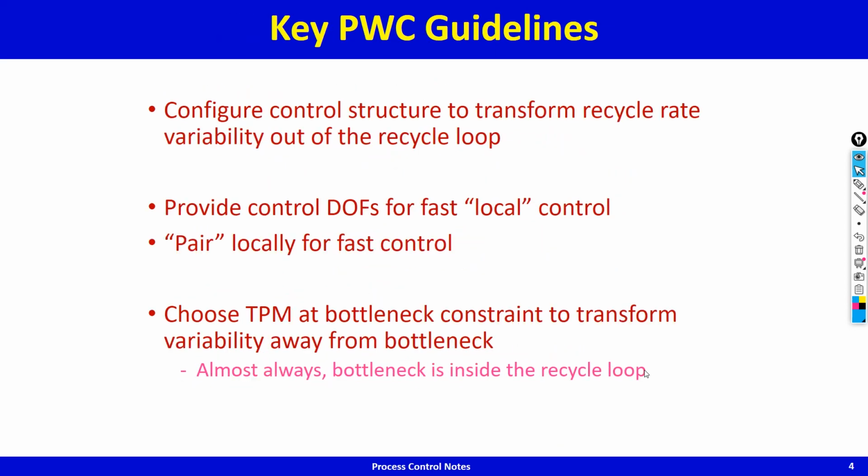Now let's revisit what we have learned over the last 2 or 3 lectures. The key plant-wide control guideline is that you need to configure the control system to transform recycle rate variability out of the recycle loop, whether it's a material recycle loop or an energy recycle loop. Bottom line, energy balance variability needs to be transformed out of the energy recycle loop. Material balance variability needs to be transformed out of the material recycle loop.